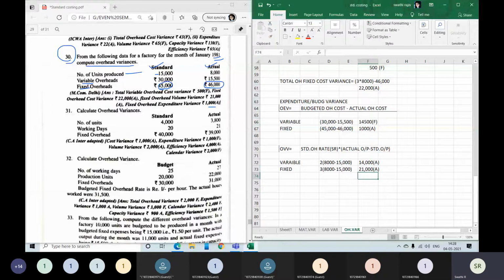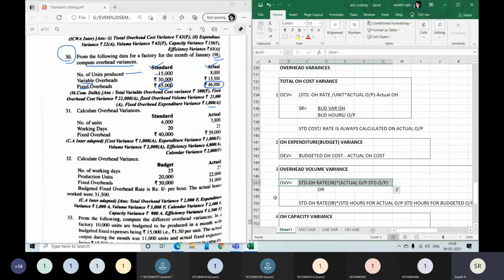Okay. Next one, is there anything else? We can't find calendar variance out here because the number of days is not given. Next, this one, if you see, you can find calendar variance, because the number of days, 2021, is given. Only then can we find out calendar variance.